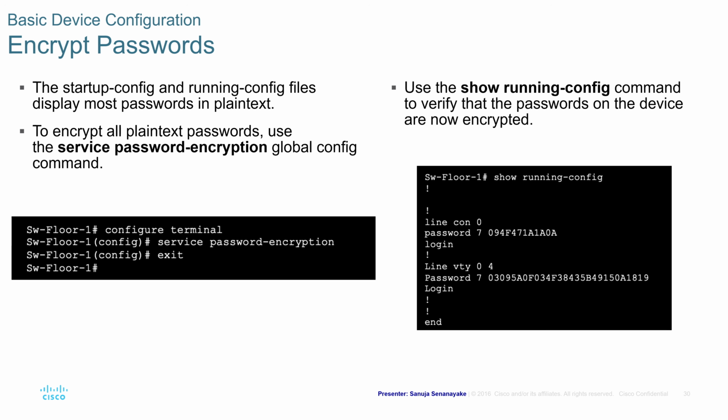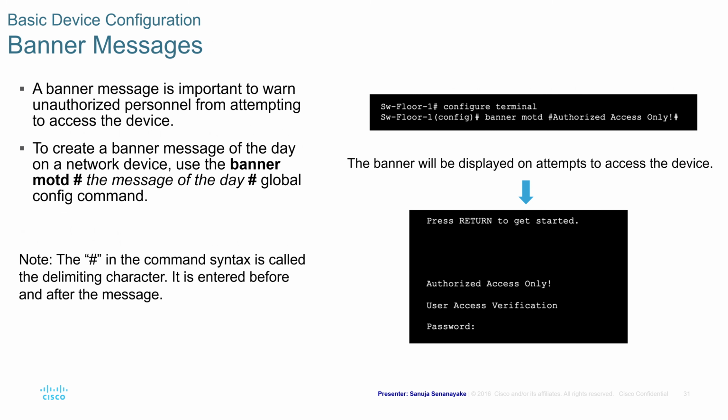Next, we're going to look at the banner message. So what's a banner message? A banner message is an important message that can be displayed on the terminal to your user. It basically warns unauthorized personnel from attempting to access the device. And when somebody tries to access the configure terminal, they will get that message. For example, authorized access only, as shown here on the right hand side.